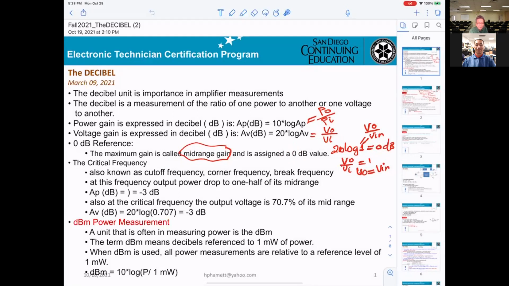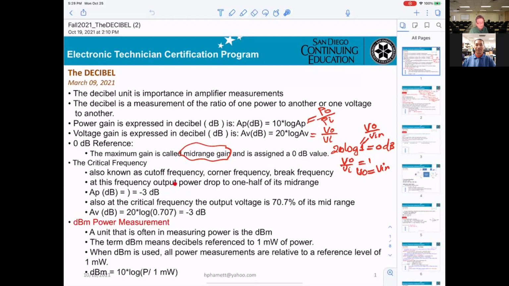0 dB just tells you that output and input are the same, no loss. So in the mid-range gain, the in and the out are the same. That's what they call 0 dB, no loss. And then there is the critical frequency, which you have to understand.